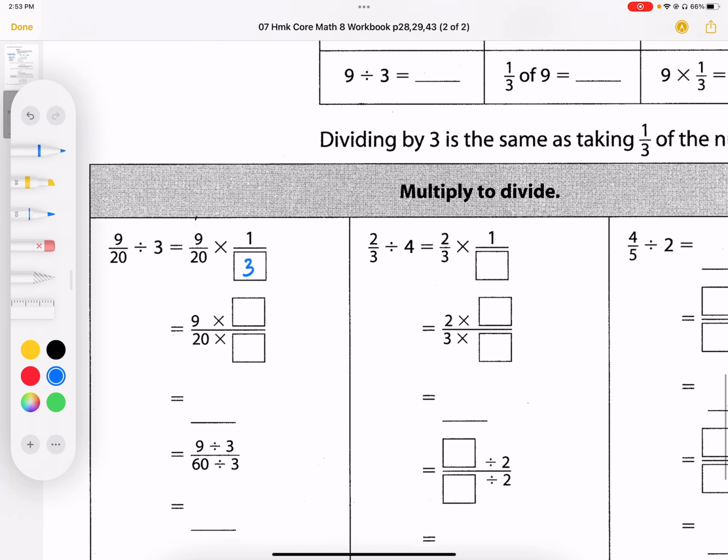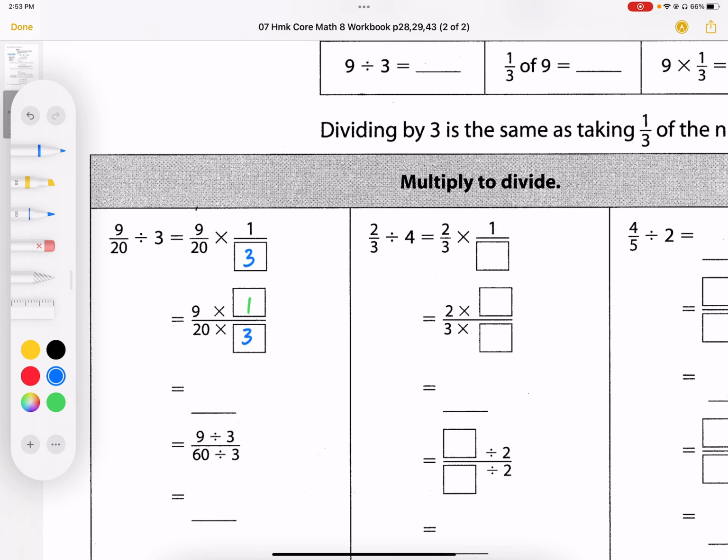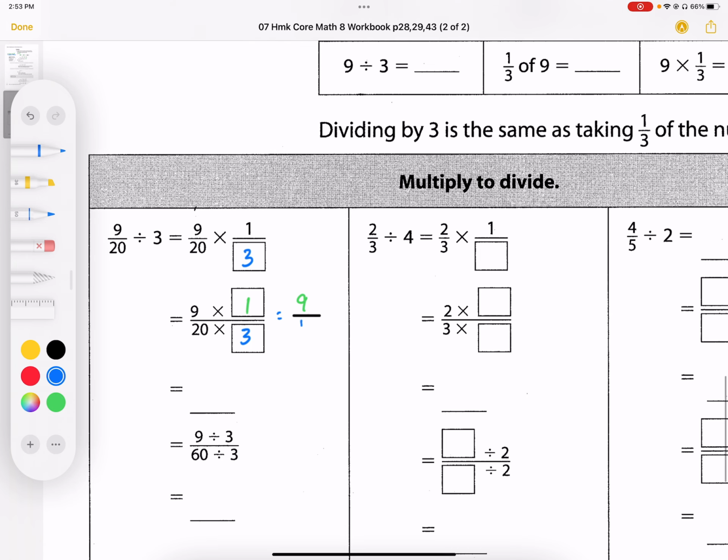And notice that divide by 3 just goes onto the bottom. And we end up with 9 times 1 times on top, 20 times 3 divide on bottom. Okay, and we end up with 9 over 60. Or we could say that this simplifies to 3 over 20. Okay, so I get 3 on top and 20 on the bottom.